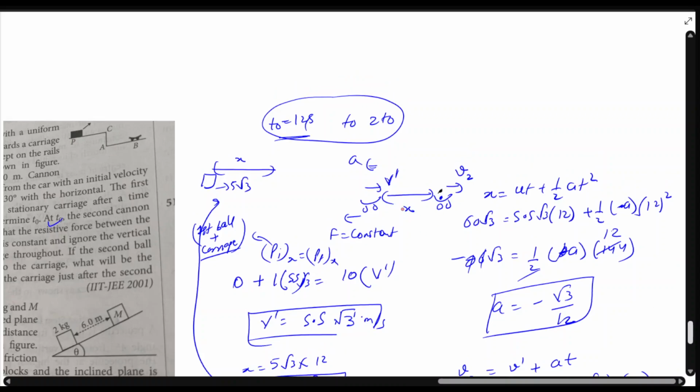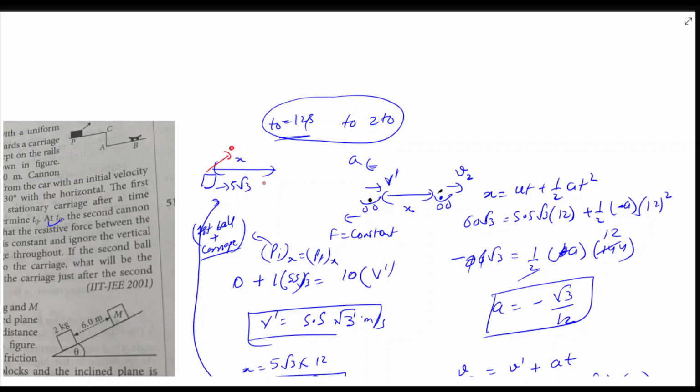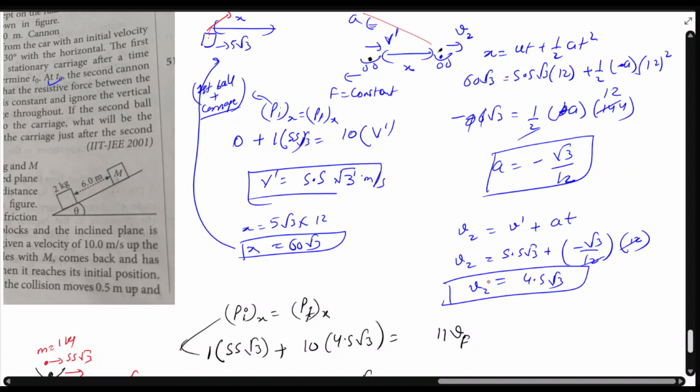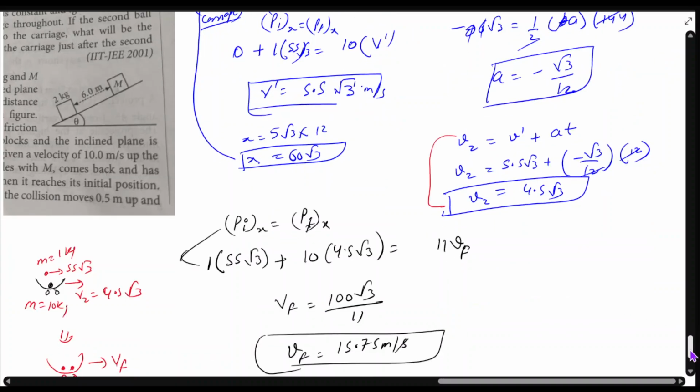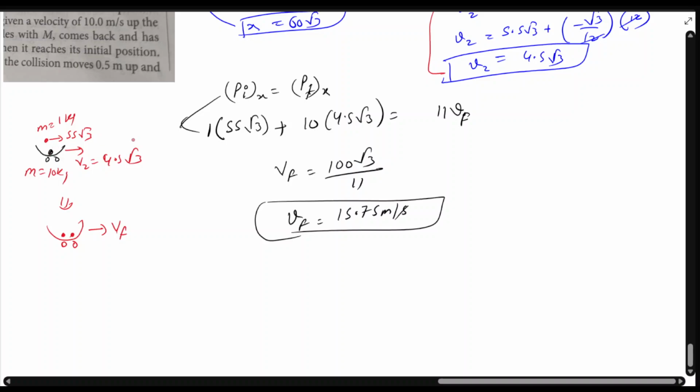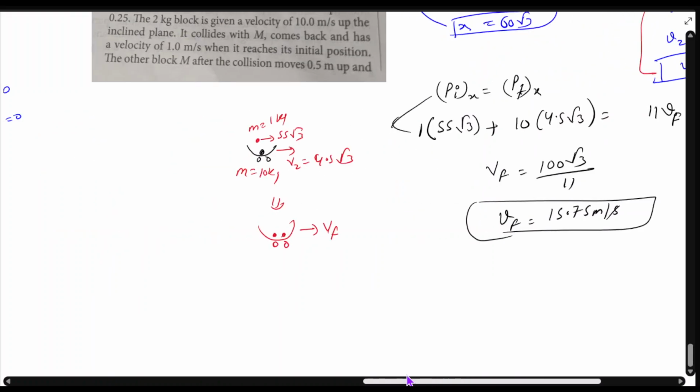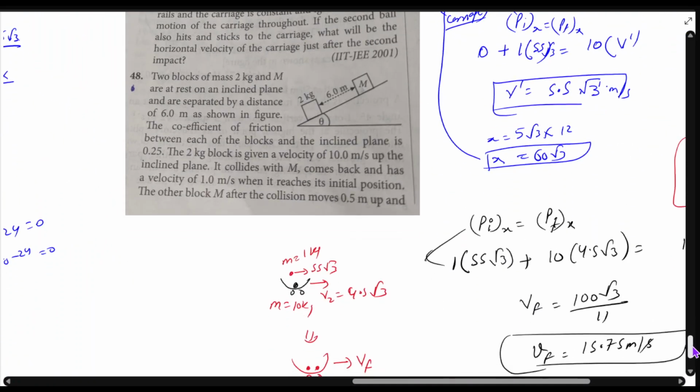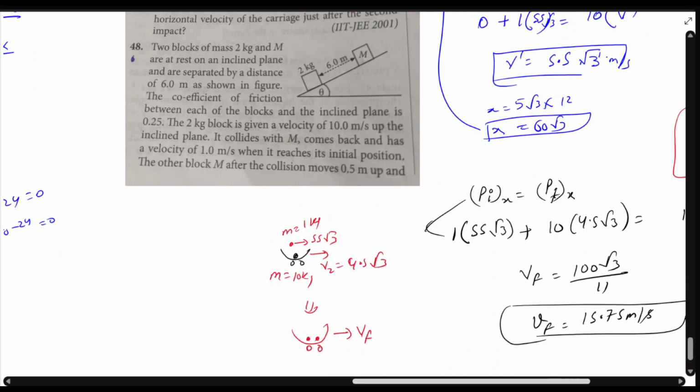At this point you have to understand that when the second ball was projected, one ball was already here, and when the second ball was projected, whatever distance this has covered during that t naught time, this must also have covered, otherwise this ball will not reach here. Okay, so this was the concept we have to use. Then we found the acceleration. With that we found the initial velocity of the carriage just before the second ball hit, and then we solved it. Okay, so this question is quite interesting. 17th question, right?